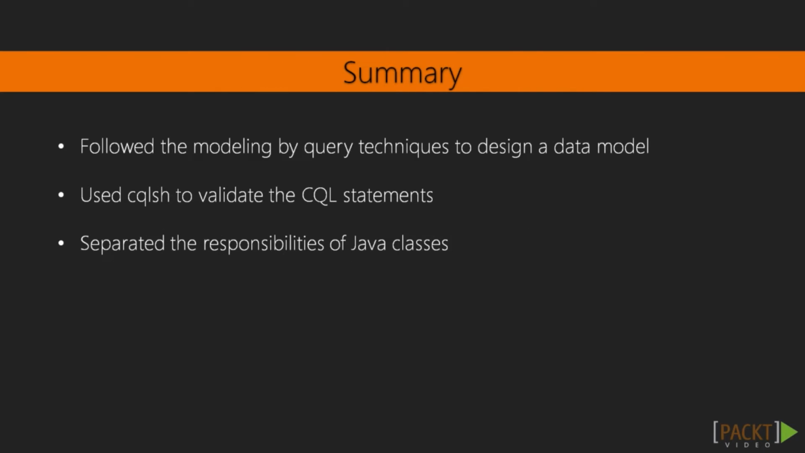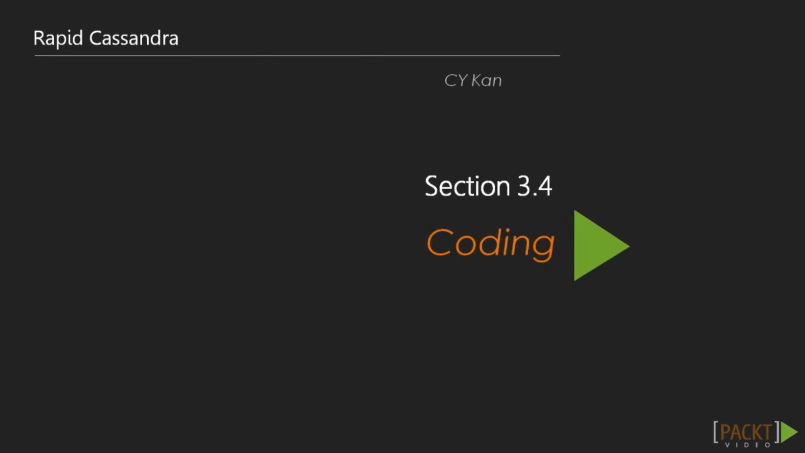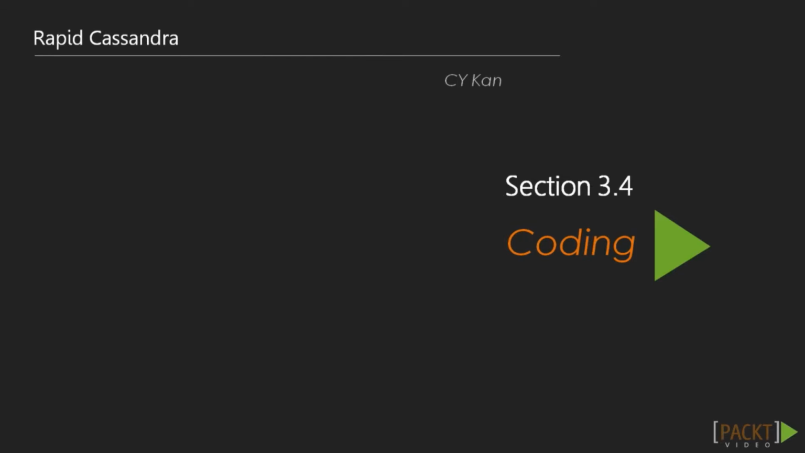We've followed the modeling by query techniques to design the data model and create the keyspace and the table for Cassandra Trader. Then we touched on the Java classes which make up Cassandra Trader and described their brief responsibilities. In the next video, we'll write Java code in the Eclipse IDE to bring Cassandra Trader to life. Welcome to the fourth video of Section 3 of Rapid Cassandra. In this video, we're going to start writing the code.